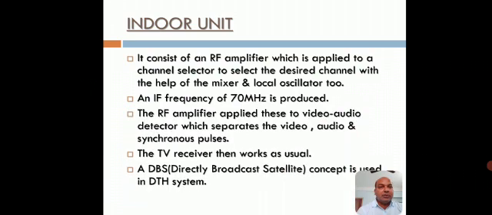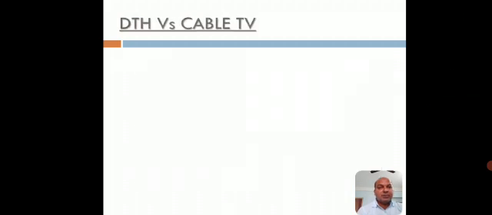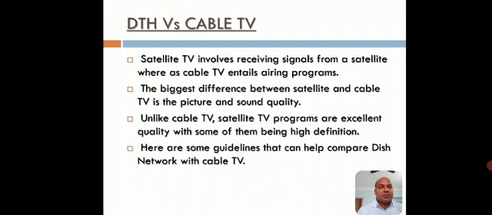The indoor unit. The indoor unit consists of an RF amplifier, whose output is applied to a channel selector to select the desired channel with the help of the mixer and local oscillator 2. An IF frequency of 70 MHz is produced. The IF amplifier applies this to a video audio detector, which separates the video, audio and synchronizing pulses. The TV receiver then works as usual. The DBS, direct broadcast satellite concept, is used in the DTH system.